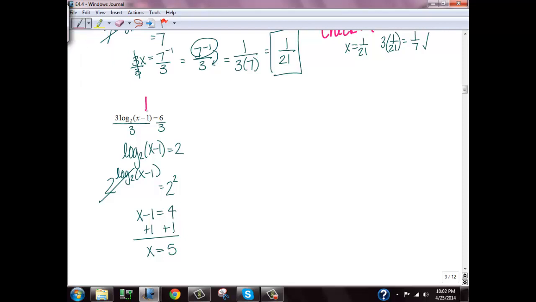Okay, I forgot to put my pink arrow, but I'll go ahead and write it in. Notice my unknown was inside the log, which means I need to check my inside number, which here is x minus 1. If I plug my answer, which is x equals 5, in here, 5 minus 1 gives me 4, which is not 0 and not negative. So since it's positive, x equals 5 is my solution. Okay, not too bad, hopefully. I'm going to look at 2 more, and then I'll have y'all try some.